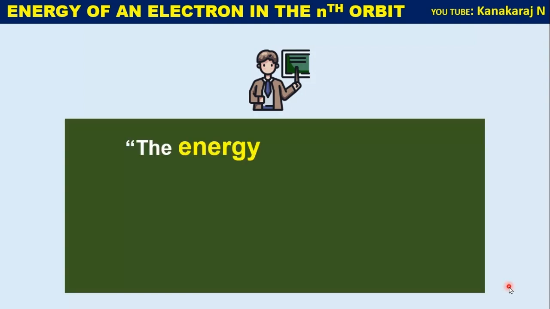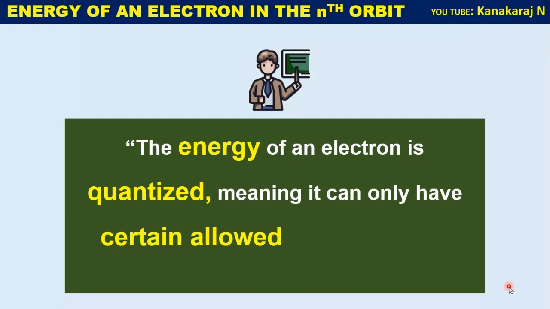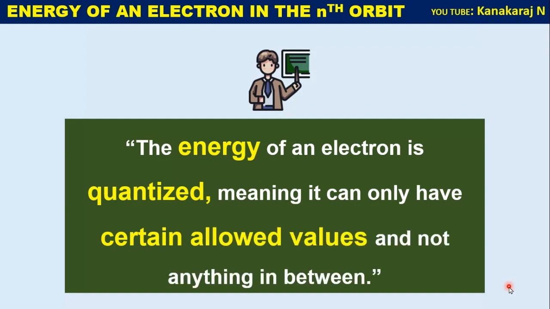The energy of an electron is quantized, meaning it can have only certain allowed values and not anything in between.